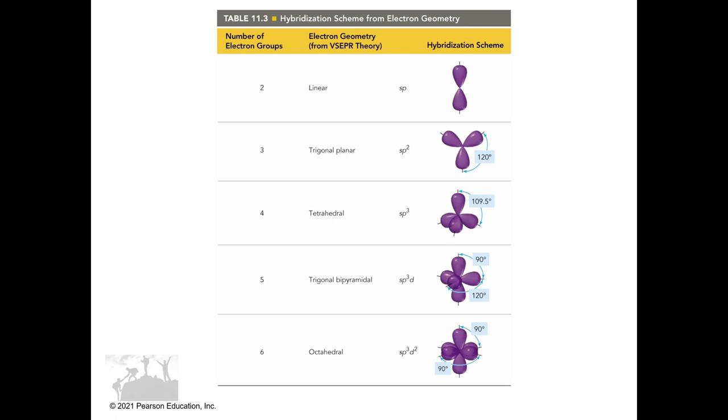Here in table 11.3, you can see the similarities between valence bond theory and VSEPR theory. You'd have to count the number of electron groups associated with the central atom. We have the same bond angles, and we use the same molecular geometries.